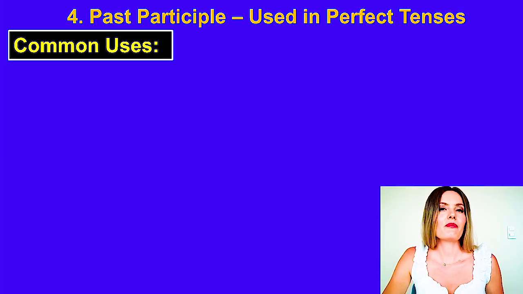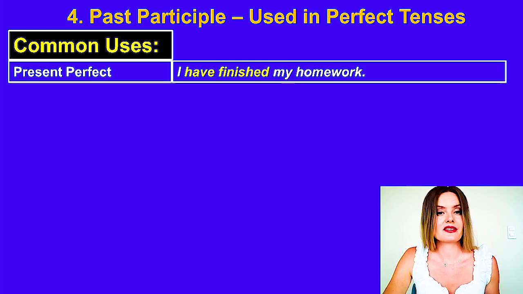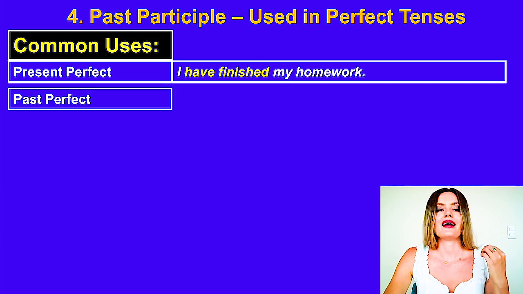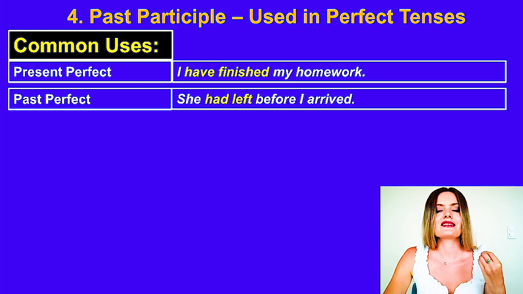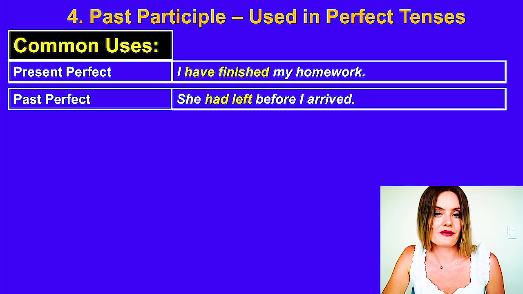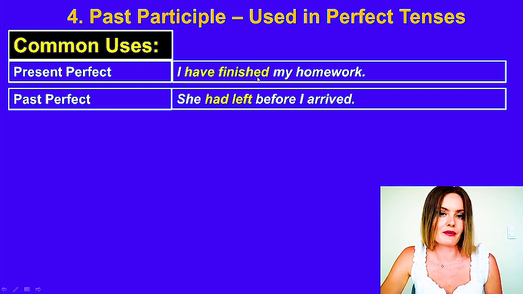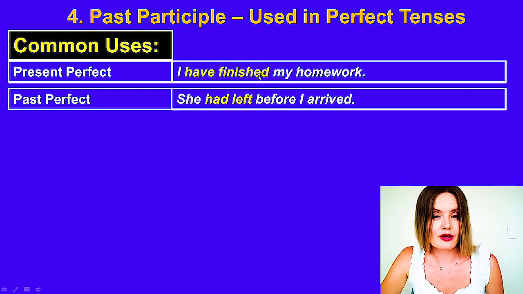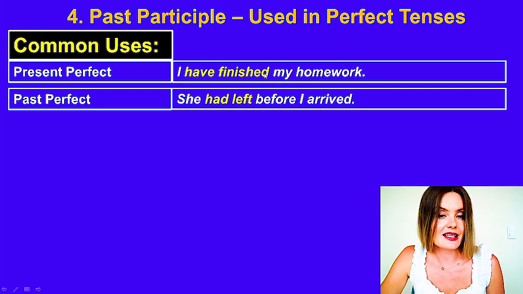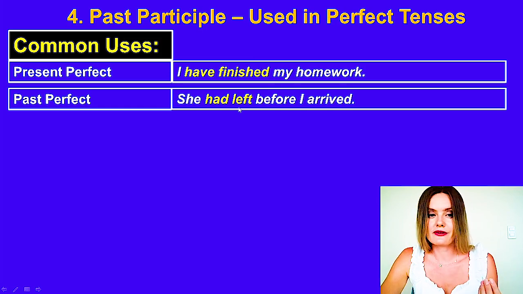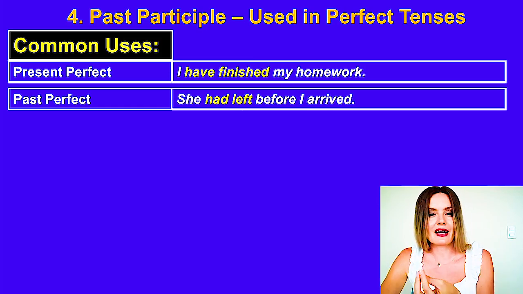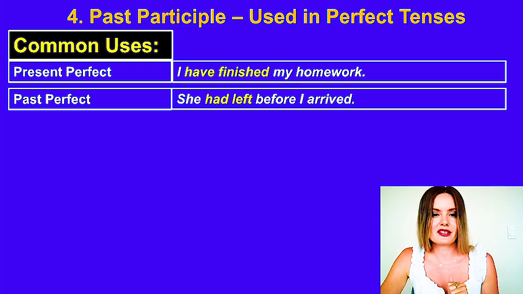Common uses of past participle. We use past participle in present perfect. For example, I have finished my homework. In past perfect, she had left before I arrived. So left is the past participle form. Finished is the past participle form. Finish is the regular verb, so we add the ending ed, and left is the irregular verb, to leave, left, left. So left is the past participle form.